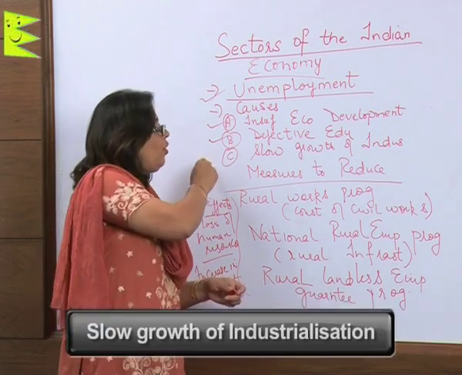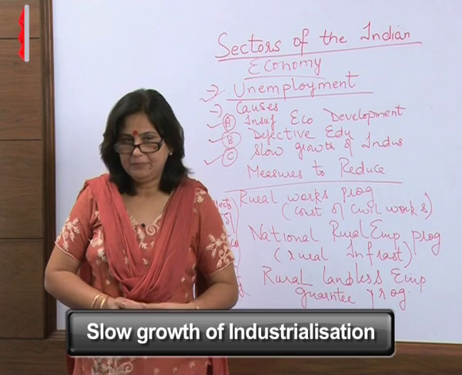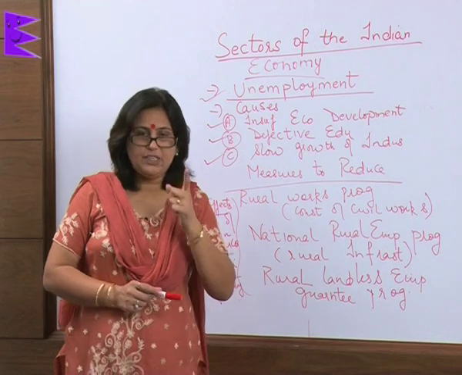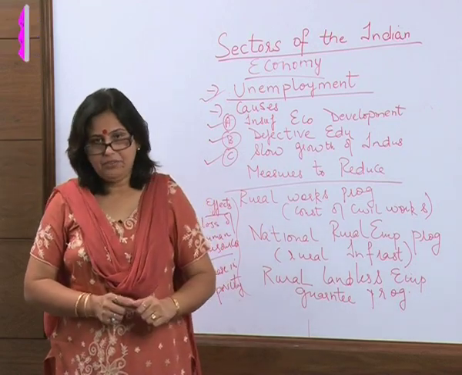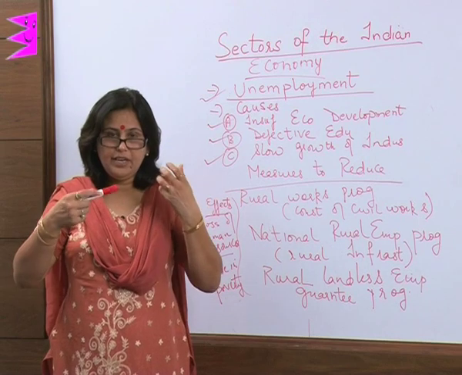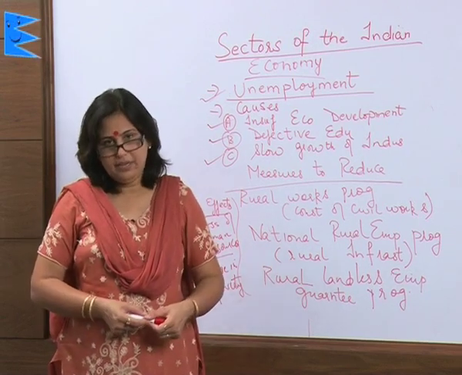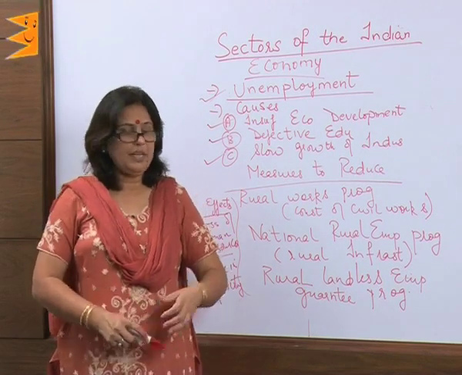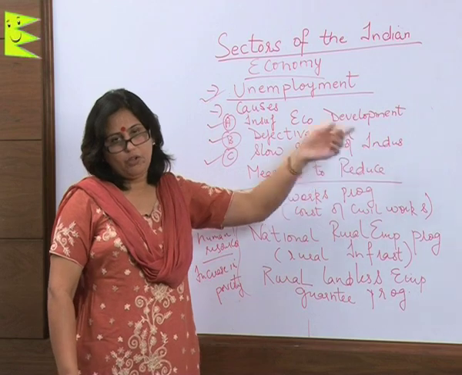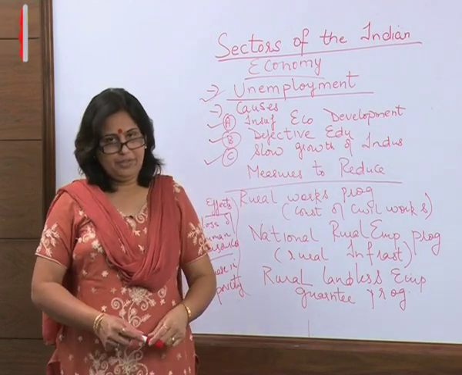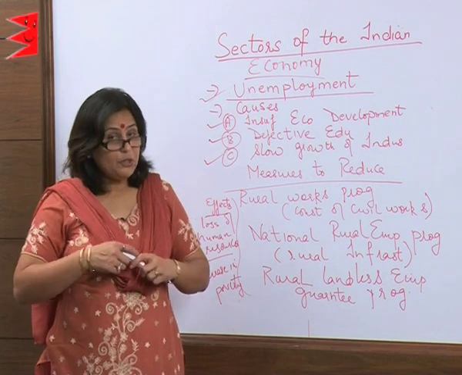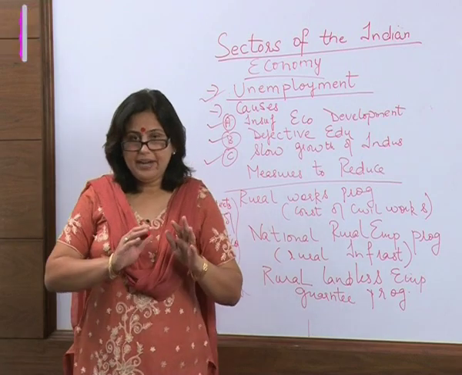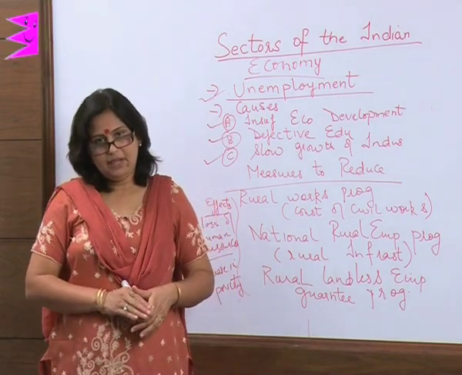Next is slow growth of industrialization. Well, if the industries do not keep pace with the growth of the population in the country, it will automatically generate unemployment in the country. We need to grow our industries, our manufacturing units, in order to keep pace with the growth of the population in the country. Next, there have to be certain remedies, measures to actually eradicate unemployment in the country.